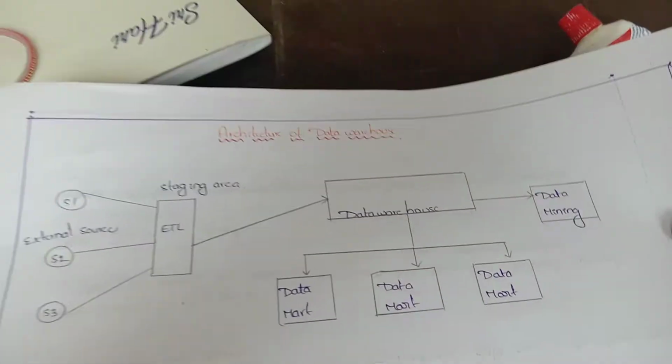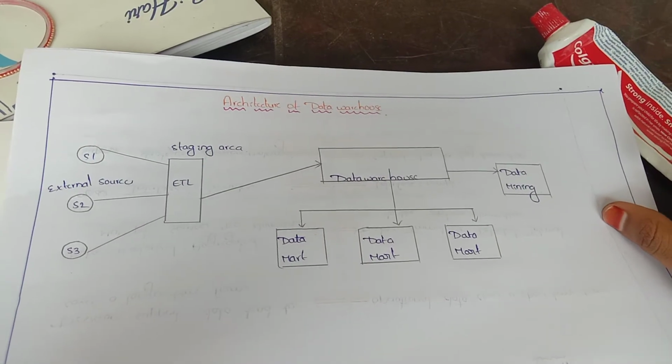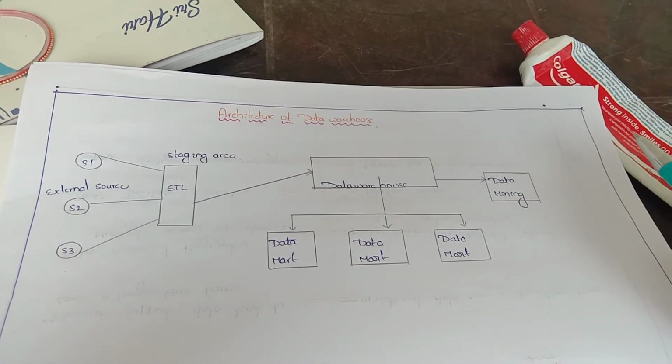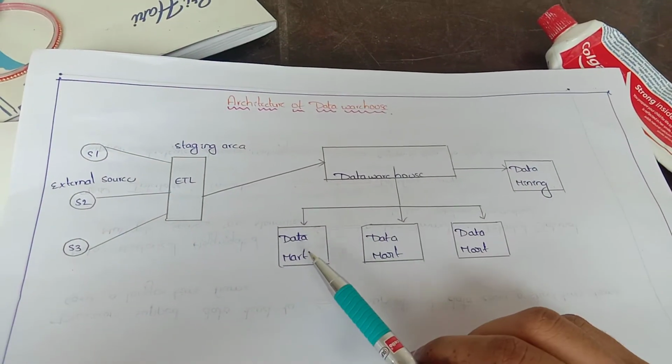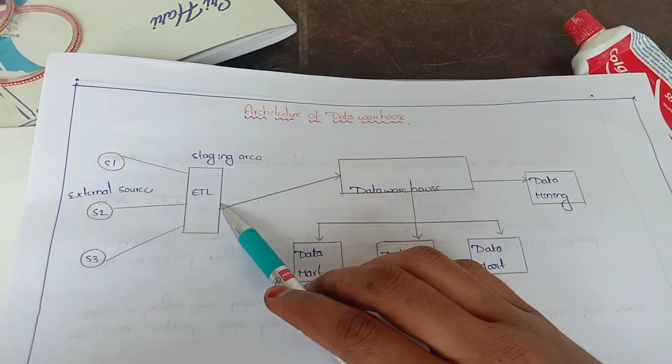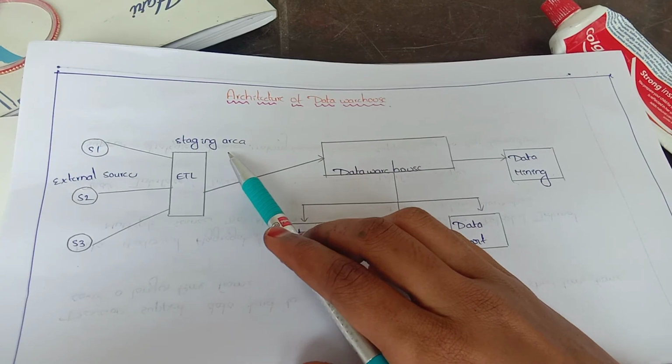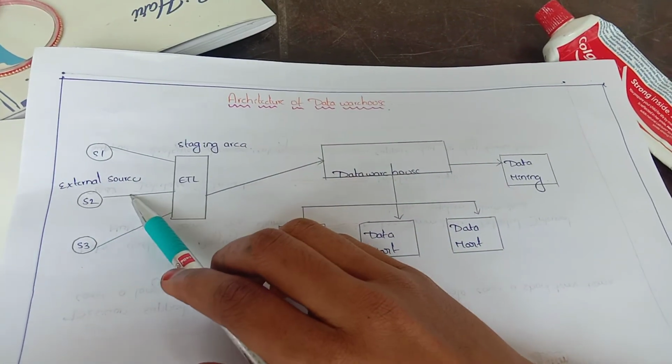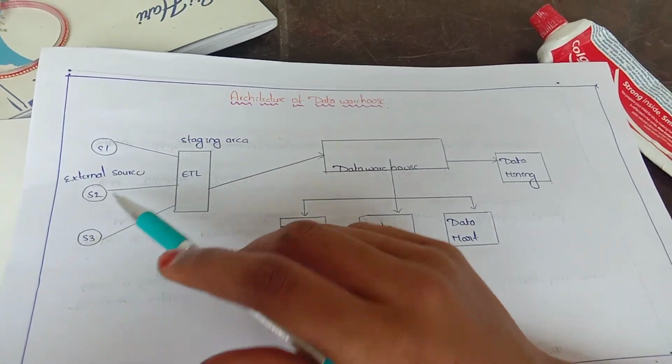And the next topic is the architecture of data warehousing. This is the architecture of data warehousing: the data warehouse, data marts, and data mining. From here to here is the ETL staging area, and these are the external sources: S1, S2, and S3.